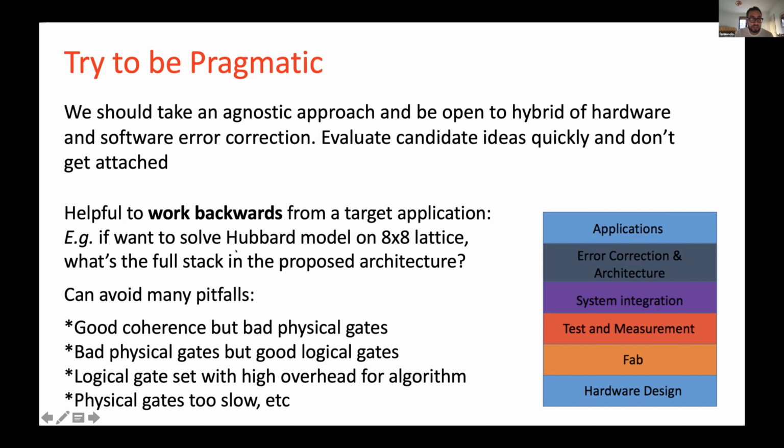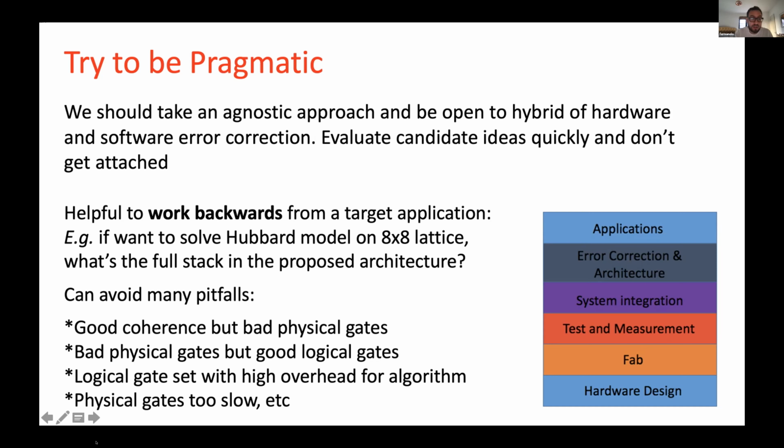And then if you do that, hopefully we can avoid some of these pitfalls that I mentioned, right? So it might be that you have very good coherence in your physical qubits, but very bad physical gates, because of crosstalk or some other issues. Or maybe, and we see this a little bit in this scheme that I mentioned, you might have bad physical gates, and then maybe you would just ignore the scheme already, because there's better gates around. But actually, because there is some extra protection, you might have good logical gates, right?